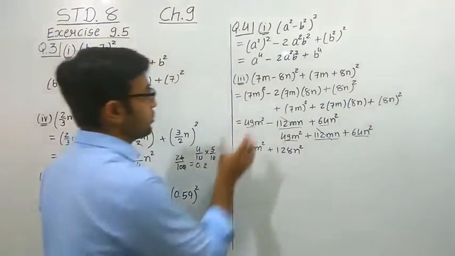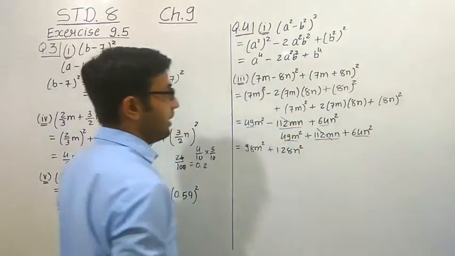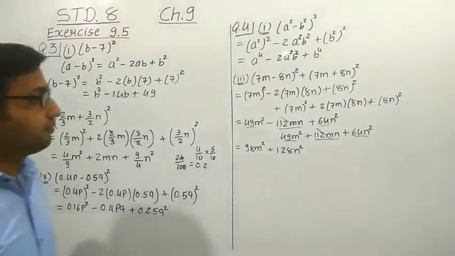This is the simplification of the square of the first identity plus the square of the second identity. There is a positive sign, so here we have to apply the positive sign. Okay.